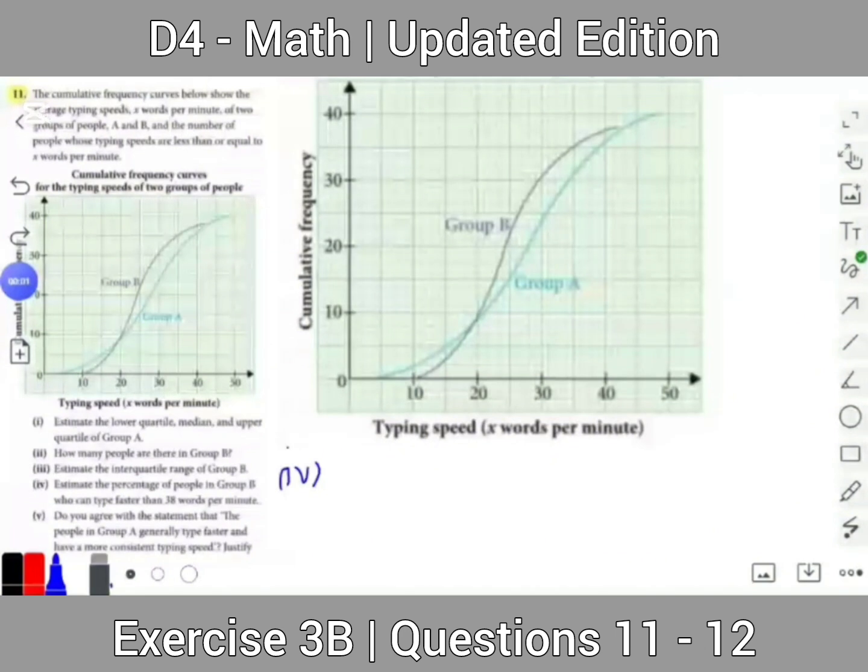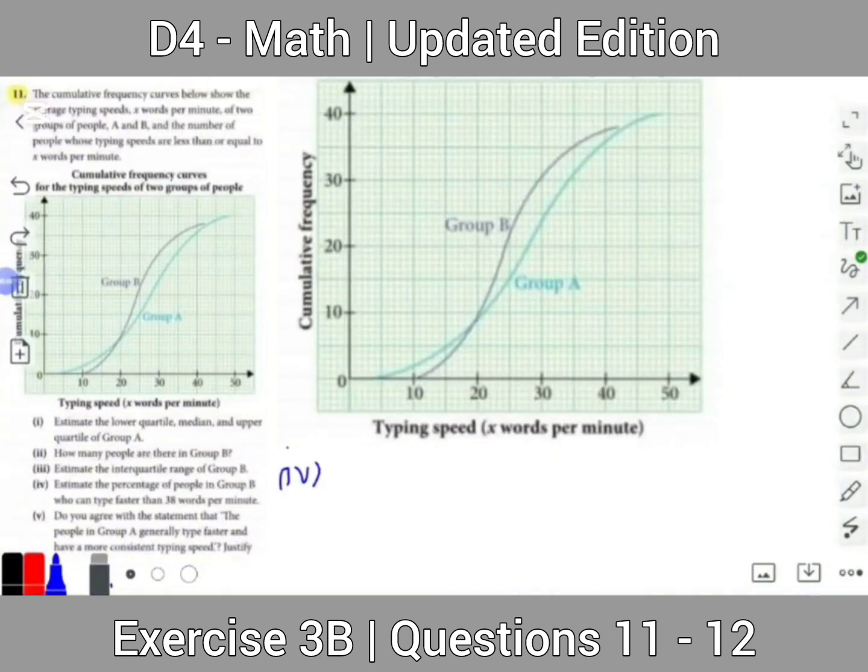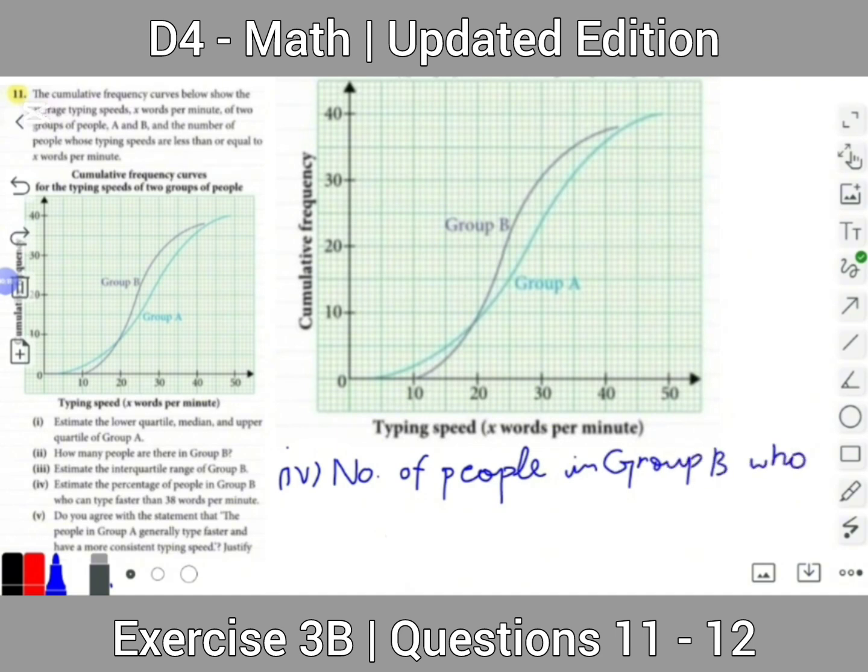In part 4, we have to estimate the percentage of people in group B who can type faster than 38 words per minute. First we will find the number of people in group B who can type less than or equal to 38 words per minute.